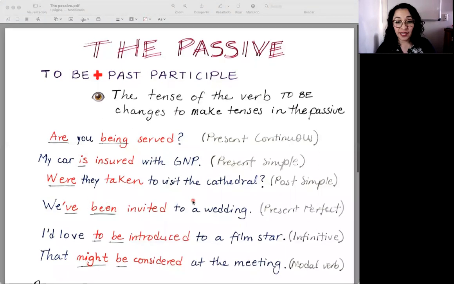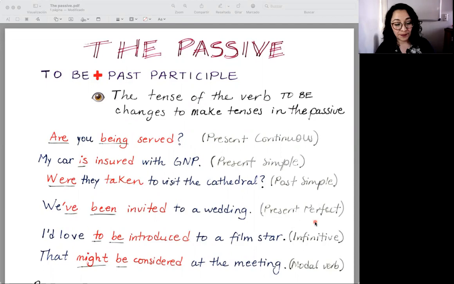Were they taken to visit the cathedral? They, the tourists. Were they taken to visit the cathedral? That is an example of the passive in the past simple. We've been invited to a wedding. This is an example of the present perfect.